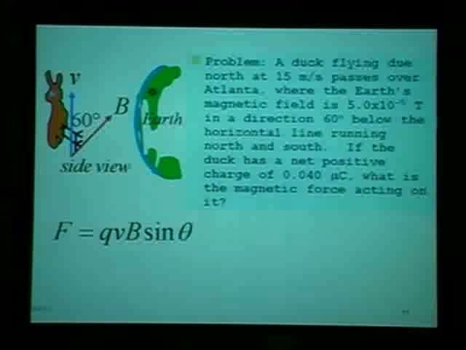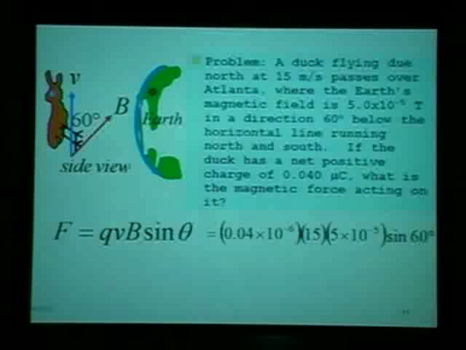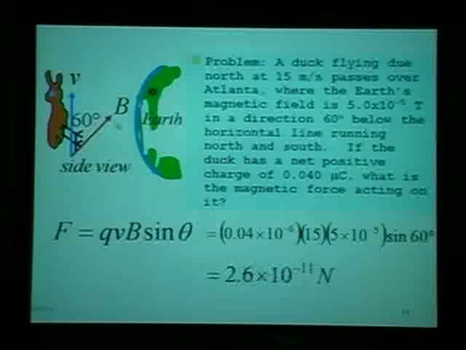Well, the force would be qvB sine theta: 0.04 times 10 to the minus 6 coulombs times 15 meters per second. That's a fast moving duck. Times 5 times 10 to the minus 5 Tesla. And the angle between the velocity and the magnetic field is 60 degrees. So that has a force of 2.6 times 10 to the minus 11 newtons.